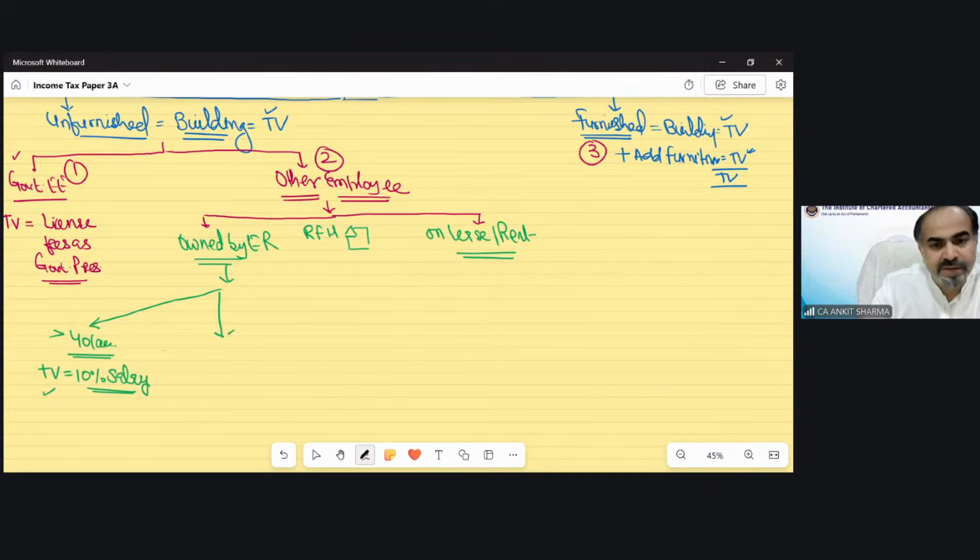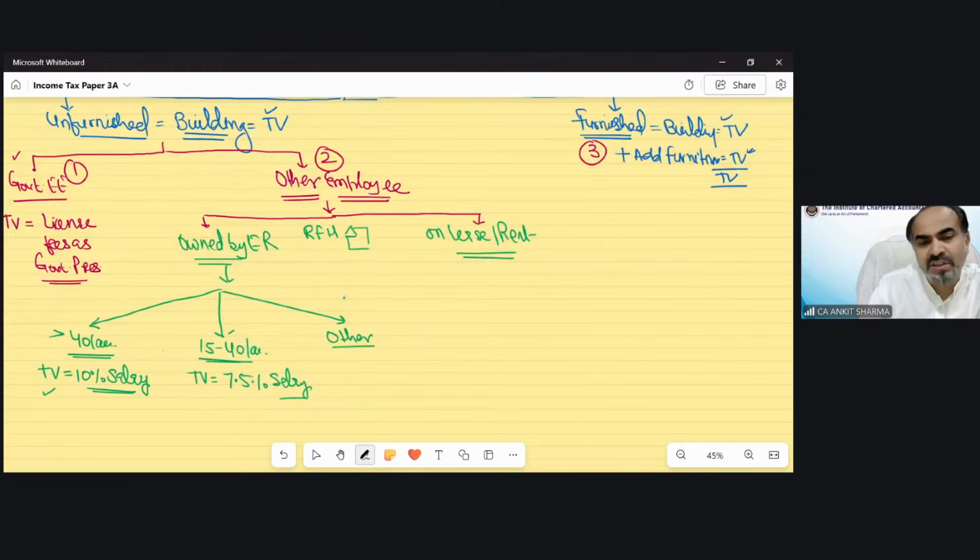Either the population will be between 15 to 40 lakh. In that case, taxable value would be 7.5% of salary. Third case, other. That means population is up to 15 lakh. If more than 15, up to 40 would be over here, then up to 15 lakh would be here. And in that case, taxable value would be 5% of salary.